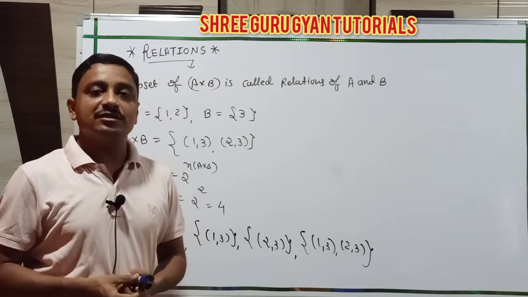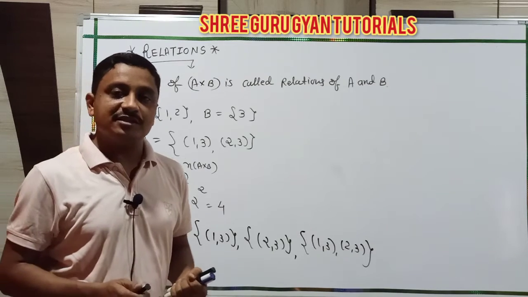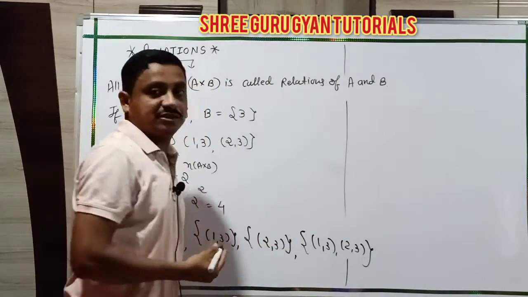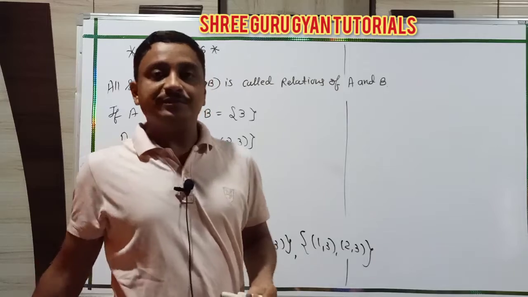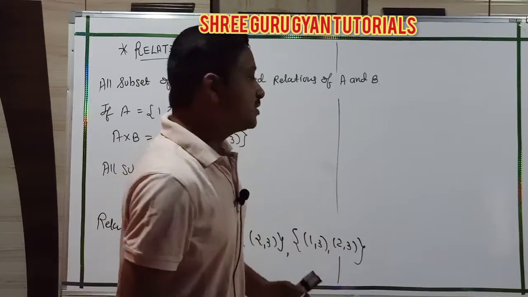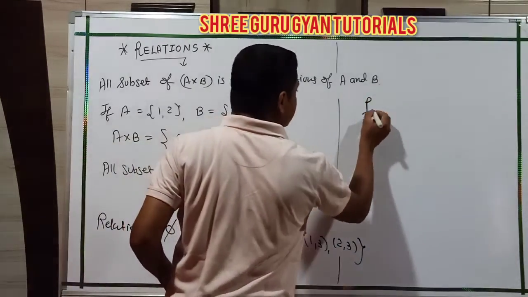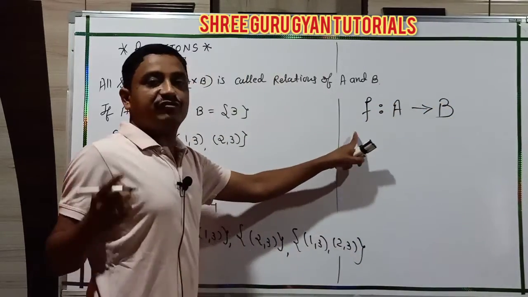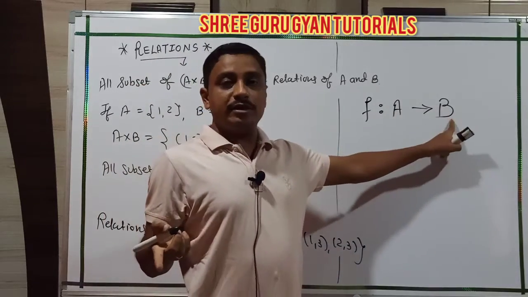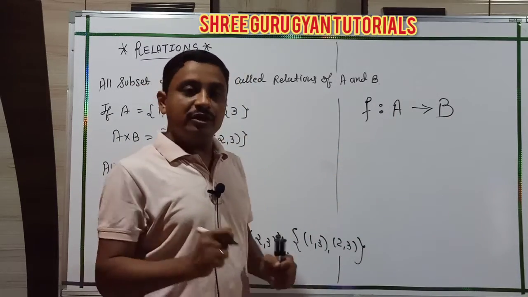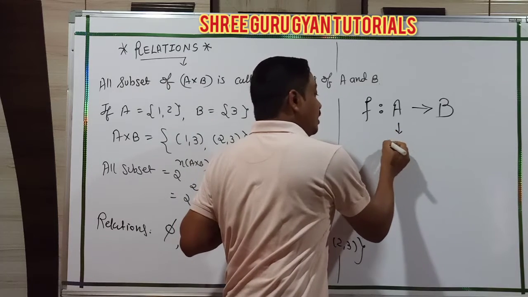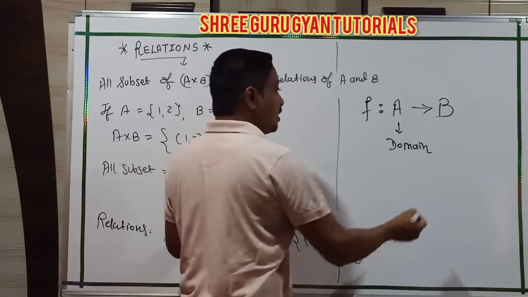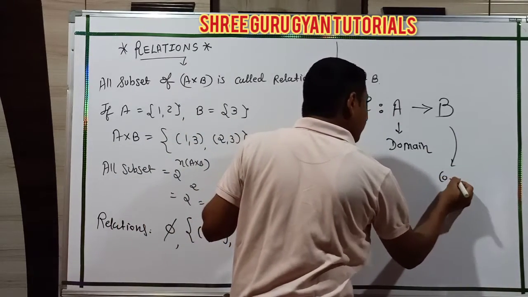Now students, a simple explanation of the function definition with relations. So I am going to take any function from A to B. F indicates the function and A to B is your relation. In this, students, A is the domain, and B is the codomain.